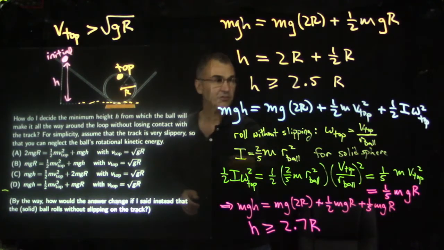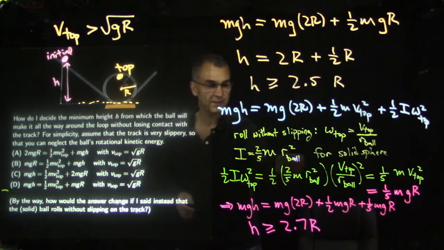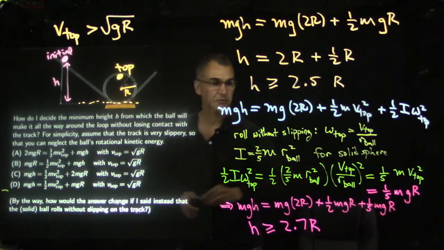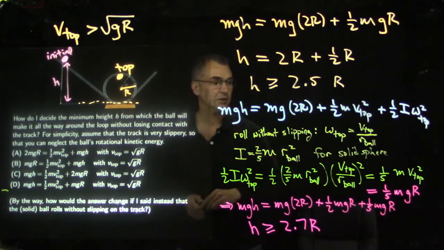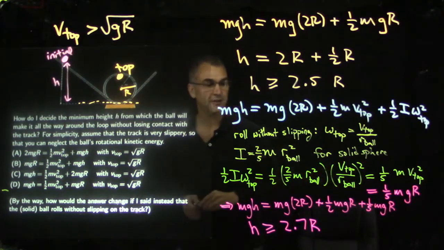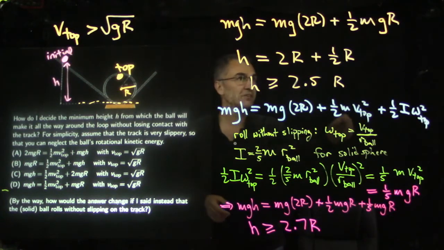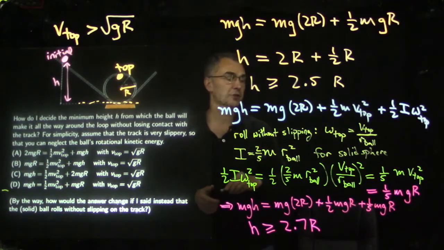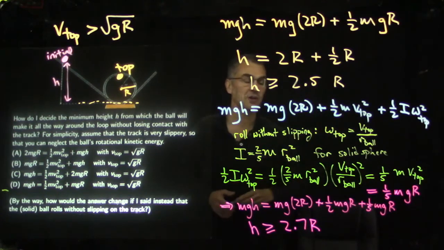So then this additional term that we need is 1/2 I omega squared. This is 1/2, and the I is 2/5 m r ball squared. And then the omega is v top over r ball, and we're going to square that. So then you see the r ball cancels out, and you get 1/5 the mass of the ball v top squared. So that just gets added to this 1/2 the mass of the ball v top squared. So instead of a half, you have a half plus a fifth. A half plus a fifth is 7/10.